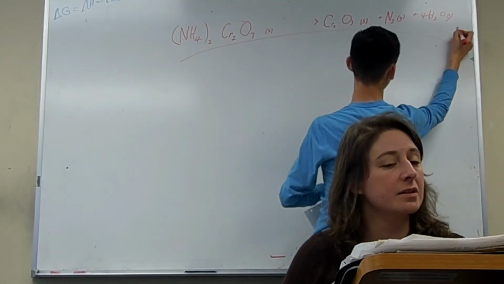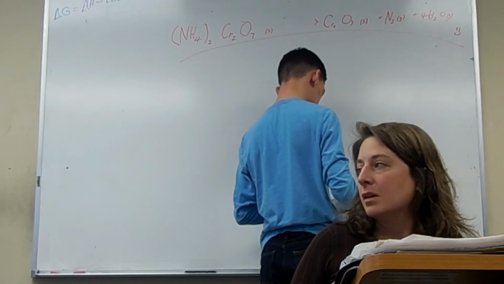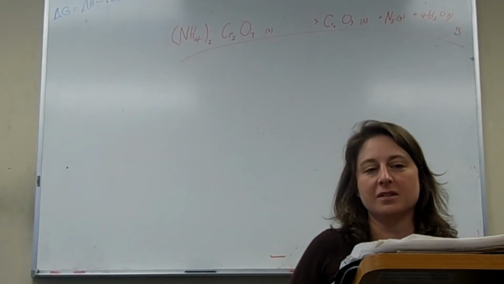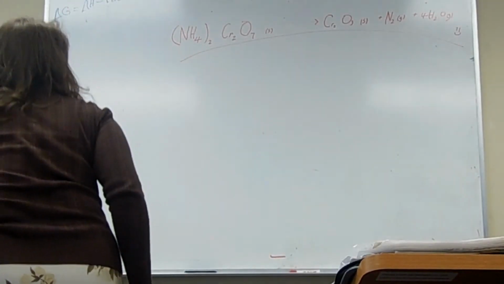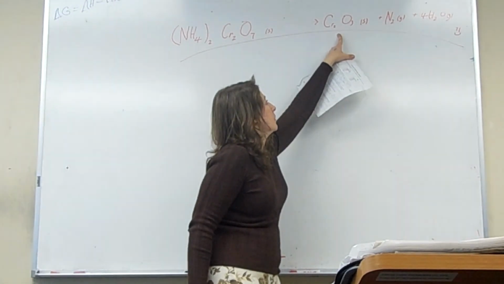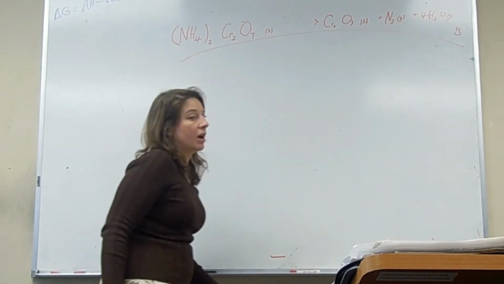So why can we use Hess's law in this case instead of having to do bond energies? Because we know all of the forms. We know all the phases. Phases. So hopefully in the equation here, look, we've got ammonium dichromate, which is a solid, decomposes into chromium oxide, which is a solid, nitrogen gas, and water vapor, because it's hot.